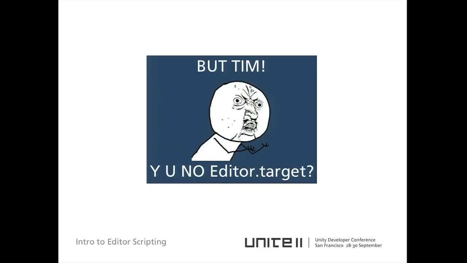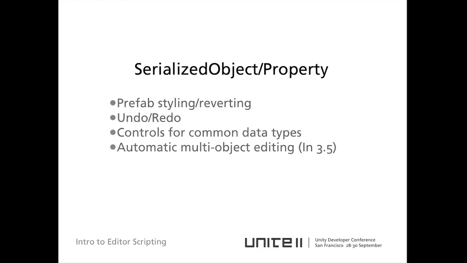There are quite a few advantages you get from using serialized objects and serialized properties that you don't get from using the target. As you saw earlier, we created our serialized object using the target, but it's not the best way to modify the object. By modifying the target, you modify one target directly in memory. Using serialized objects and serialized properties allows you to have prefab styling. That is when you override a few properties in a prefab, and it displays them as bold so you can see that they've been changed.